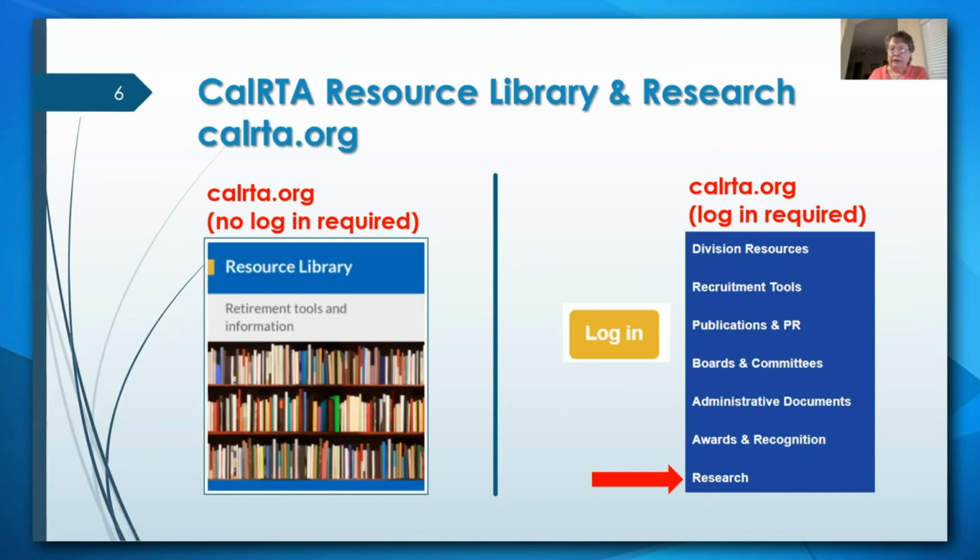Once you log in to calrta.org, then in the menu on the right, when you're in the members section, the blue menu on the right, the very bottom one says research. And that's another one, like the resource library, that has an incredible number of sources of information of all kinds. Information about pensions, articles for and about baby boomers, and lots more. There's a whole bunch of stuff in both of these, timely things that can be used in newspapers, especially if you've got space to fill and you don't want to fill it with something weird.